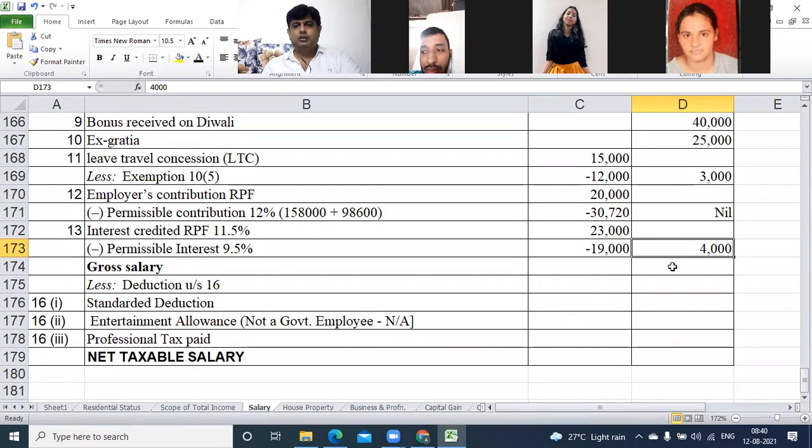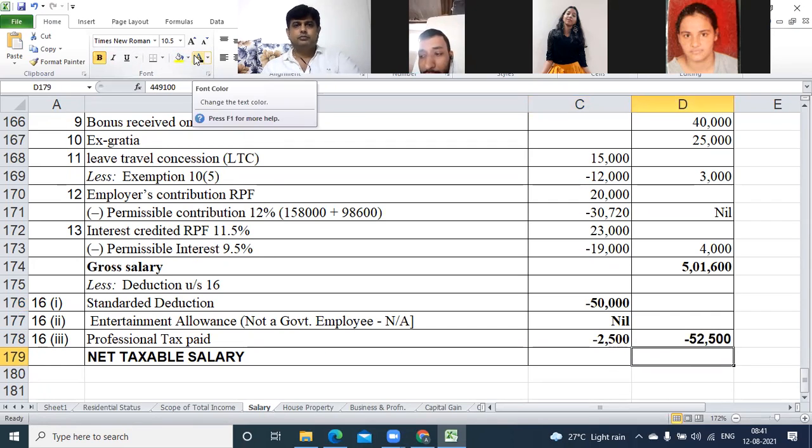Done. This will be the gross salary. 4,000. What is the gross salary? 5,01,600. Absolutely right. Very good, sir. Standard deduction, quickly, 50,000. Is not a government employee and professional tax is given. So 50,000. So what is taxable salary? 4,49,100. Very good answer.